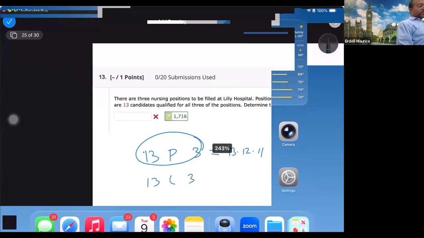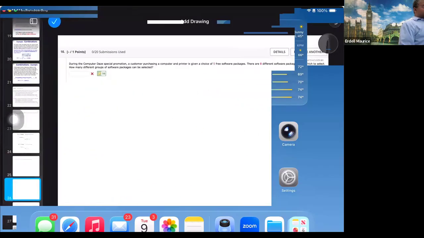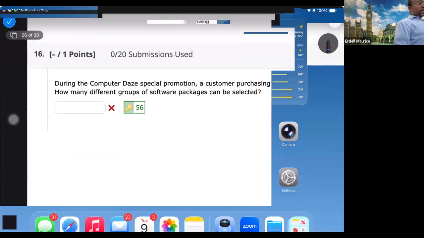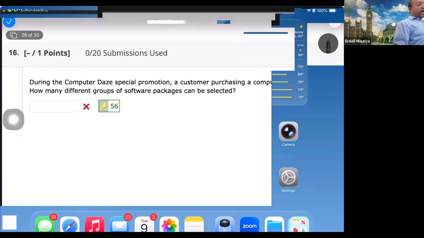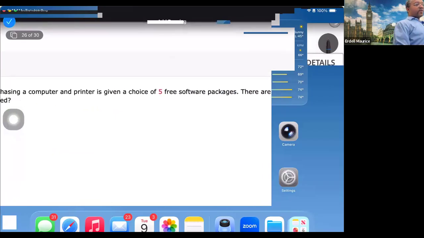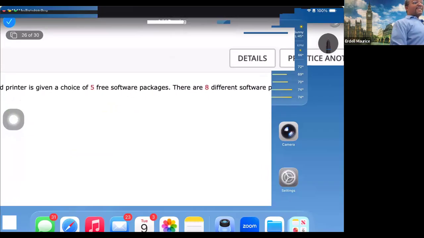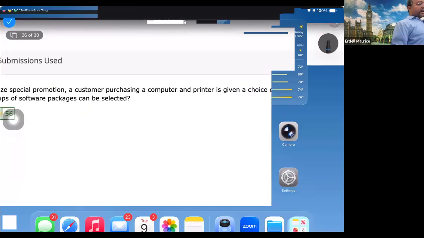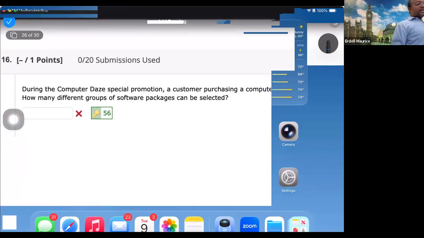All right, cool. During the Computer Day's special promotion, a customer purchasing a computer and printer is given a choice of 5 free software packages. There are 8 different software packages from which to select. How many different groups of software packages can be selected? Go ahead and see if you can get an answer. I gave you a hint: the answer is 56. See if you can get to that answer, and then let me know if you have a question. There are 8 software packages. You get 5 of them.